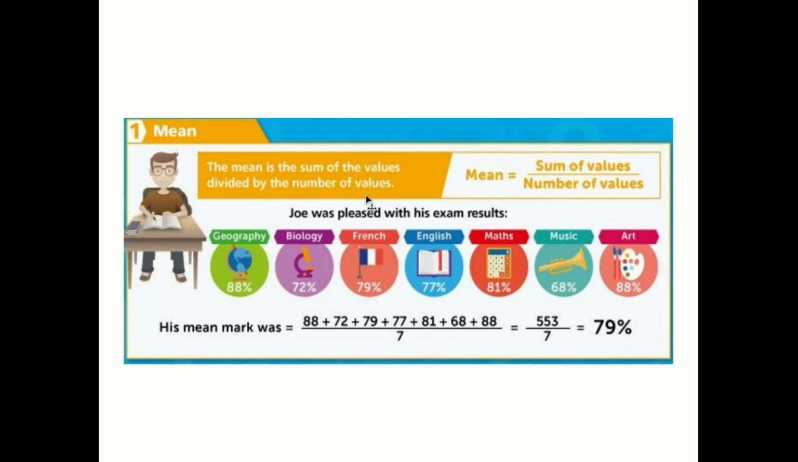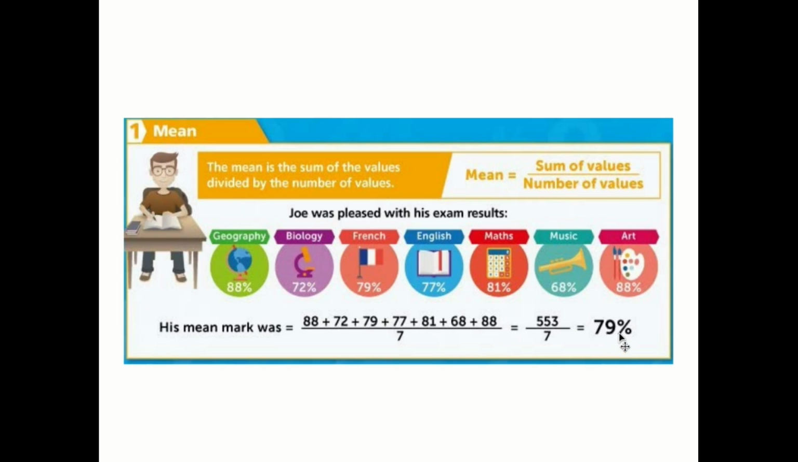So here we've got Joe, and he's got 7 test results here. He's got his geography, biology, French, English, maths, music and art. And he's added them all together and divided by the number of subjects he's got. And that gives him a mean average of his test scores. So this gives him kind of one representative value of all his tests. Okay? And this is a mean average.